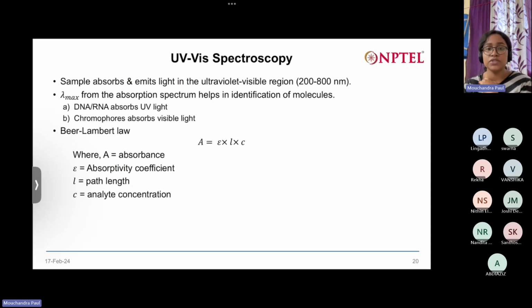Then there is UV-vis spectroscopy. Here the sample absorbs and emits light in the UV and the visible region. The UV region is around 200 to 300 nanometer, and visible is around 400 to 700, and the entire region is 200 to 800. This particular technique becomes very useful when you're studying, say, RNA or DNA molecules. For DNA or RNA, you can understand their concentration because these molecules absorb UV light. Based on how much UV light they have absorbed, you can understand the concentration.